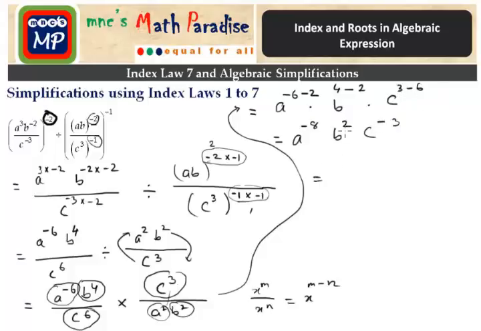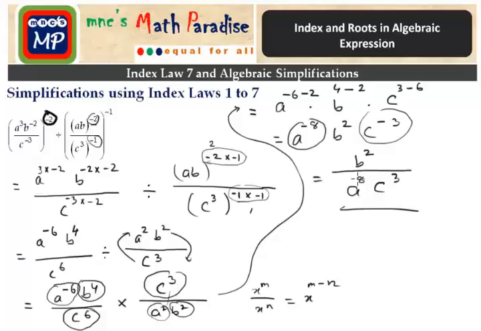So now b got a positive power, we will keep it on the top. a got a negative power, so if we bring it down, it will be a positive power. c got a negative power, if we bring it down, it will be a positive power. So the simplification of this expression will give b squared divided by a to the power 8, c to the power 3.